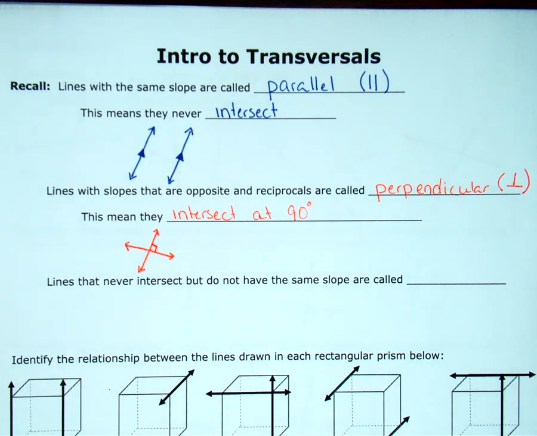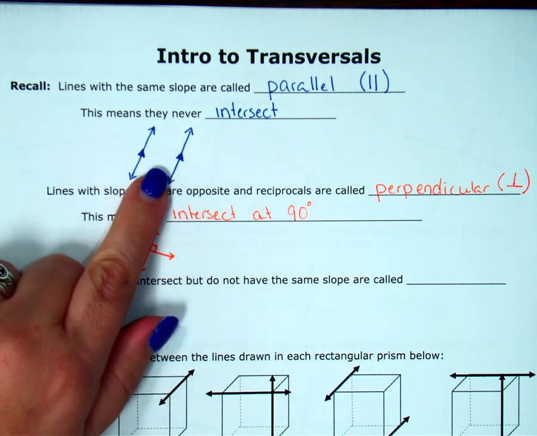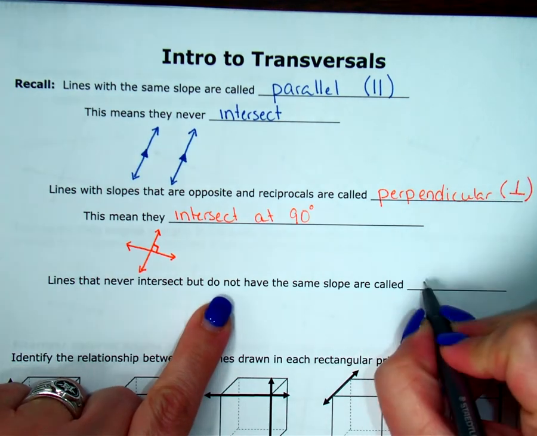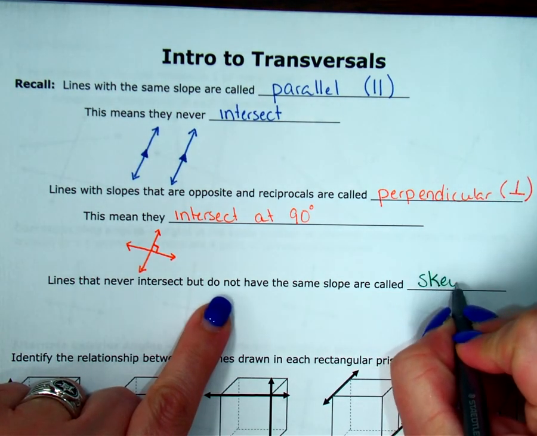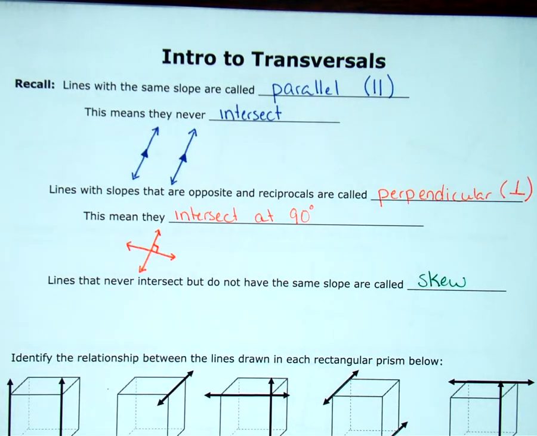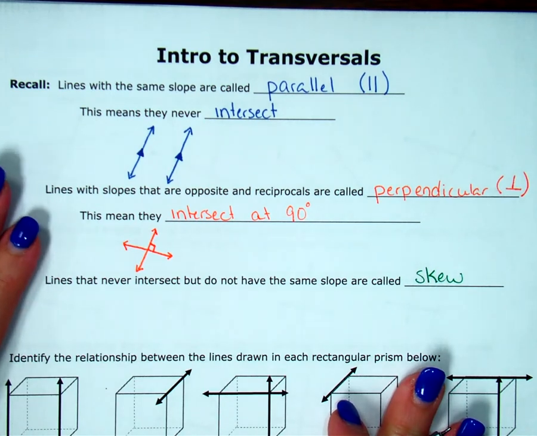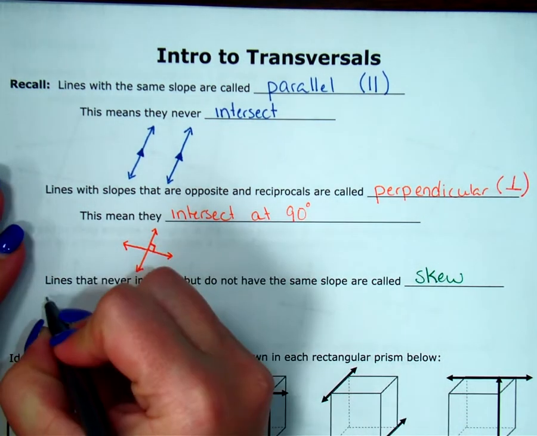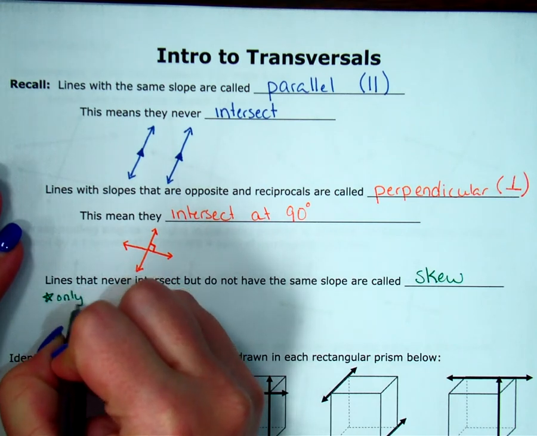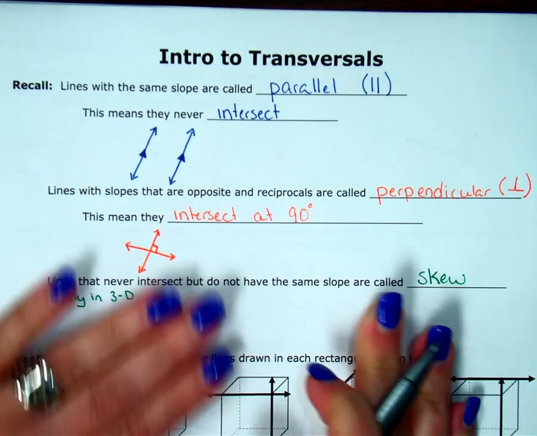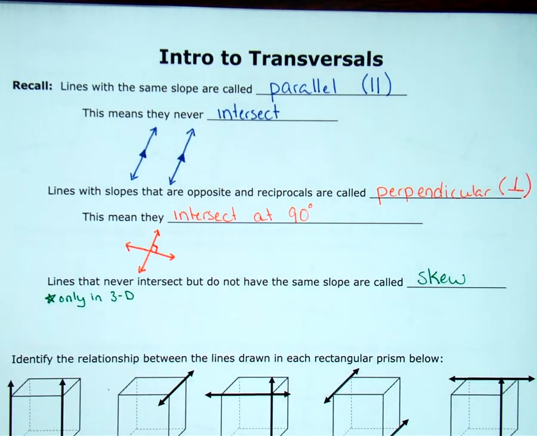The third one is a new one to us. We haven't seen this one yet. Lines that never intersect, so kind of like parallel, but they don't have the same slope. We call these lines skew. And what's important to know about skew lines is they can't exist on a piece of paper. They only exist in our 3D world, okay? So they only exist in 3 dimensions, okay? You can't do it on a 2-dimensional piece of paper, not on a flat sheet of paper, okay? Let me show you an example of skew lines.